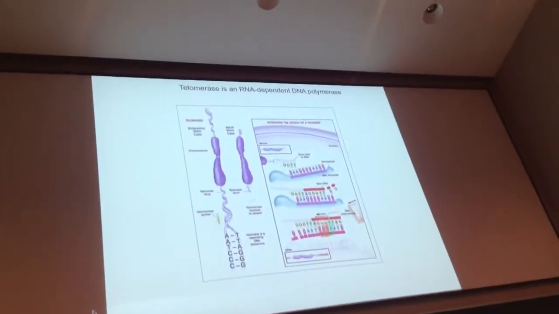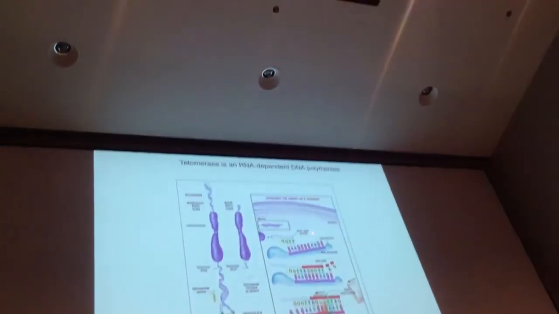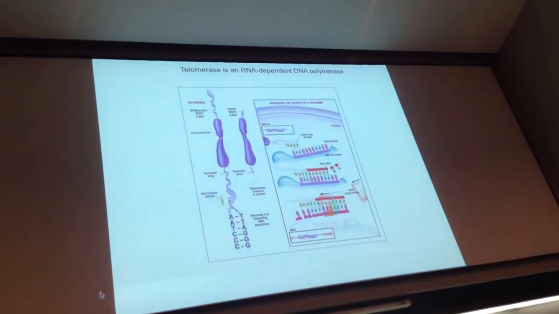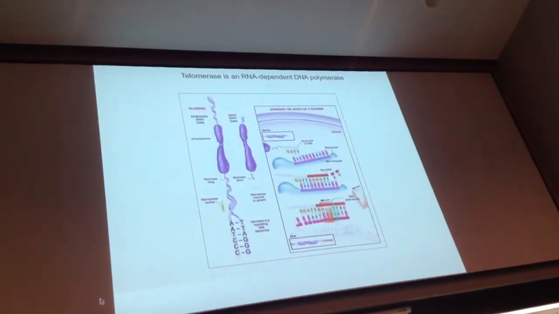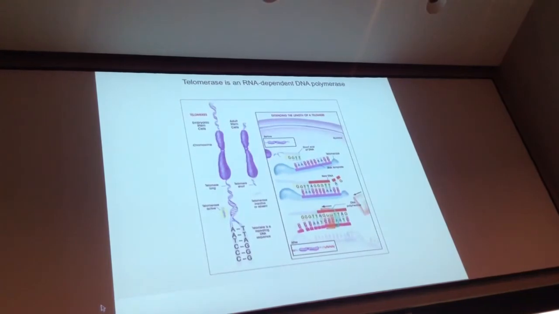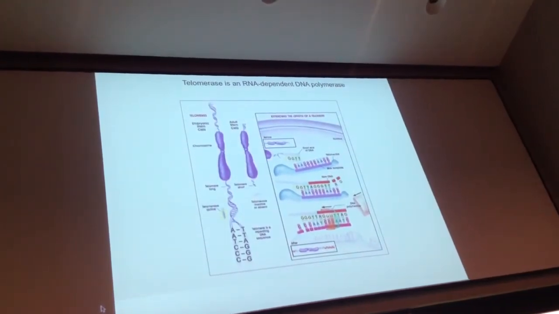And then once we do extend that, then we can come back with DNA polymerase and read that strand as a template to extend that. So what we do is we maintain those multiple repeats on the end of the chromosomes, that telomere, so they don't stick together. Okay? Question?